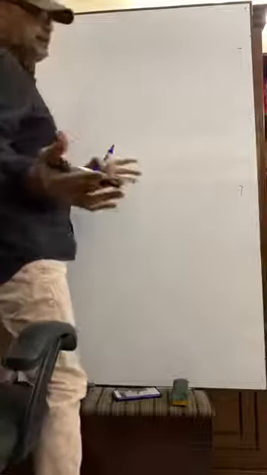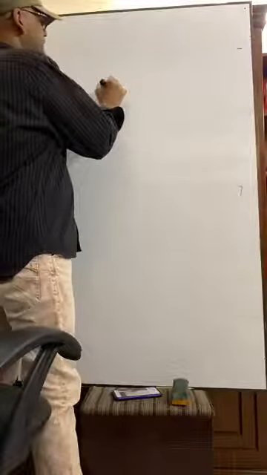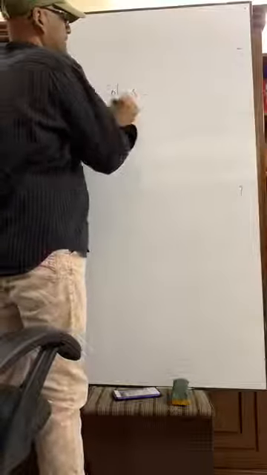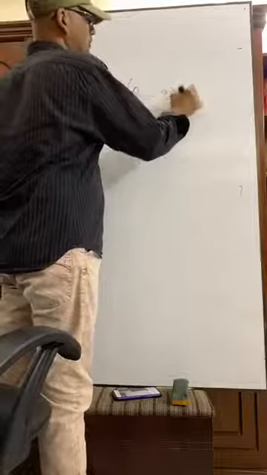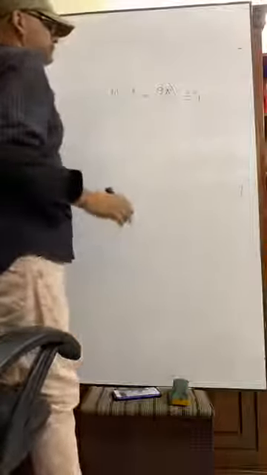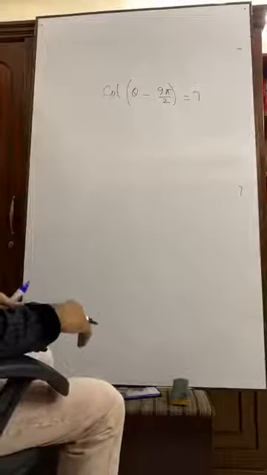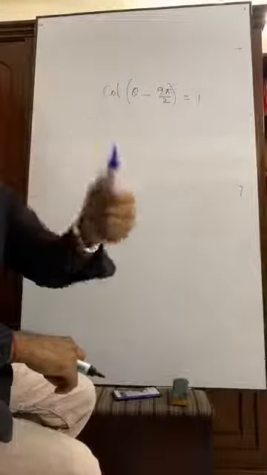Okay, let's test some maths from other exercise. Cot of theta minus 9 pi by 2. What will be its value? Do it. Cot of theta minus pi by 2. What will be its value?